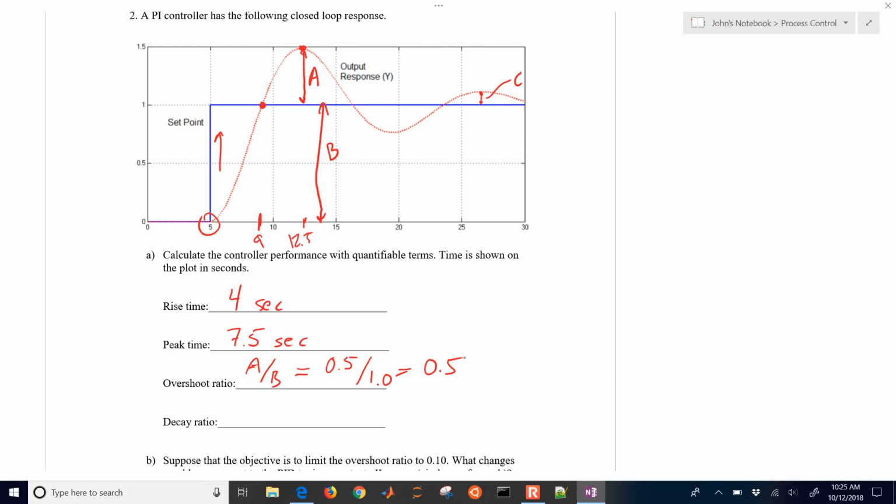The decay ratio is C divided by A. It's not the height of that one, it's the ones that are on the same side of the oscillation. It's how far it decays for each 2 pi cycle of the response. In that case it's about 0.1 divided by 0.5, and so we'd say that the decay ratio is about 0.2.